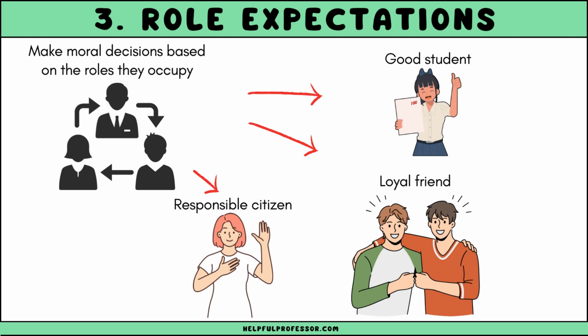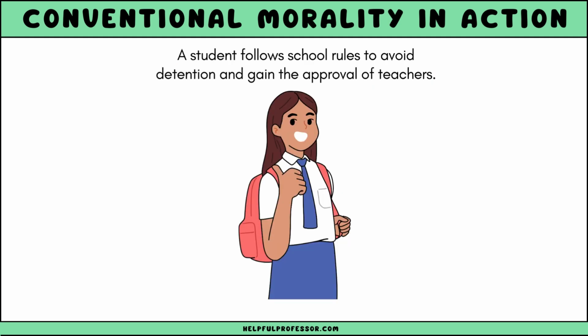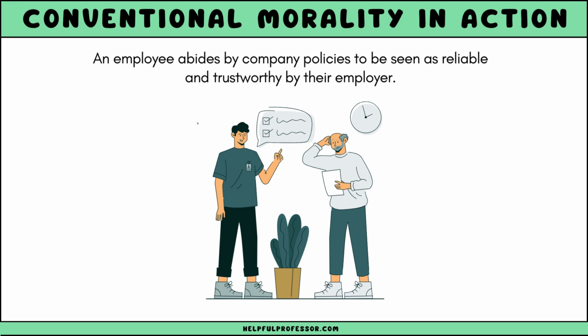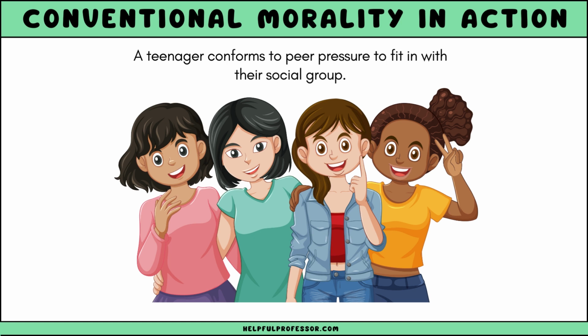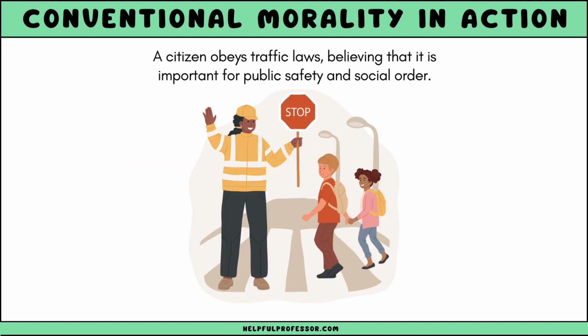Here are some examples of conventional morality in action. A student follows school rules to avoid detention and gain the approval of teachers. An employee abides by company policies to be seen as reliable and trustworthy by their employer. A teenager conforms to peer pressure to fit in with their social group. A citizen obeys traffic laws, believing that it is important for public safety and social order.